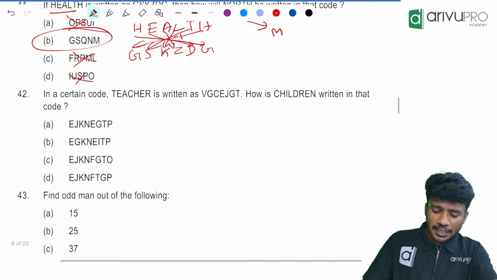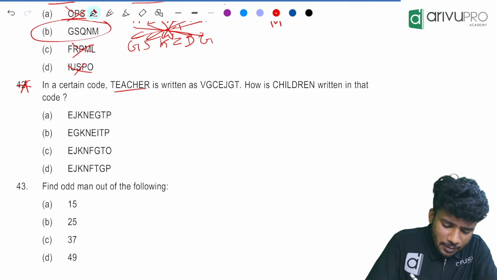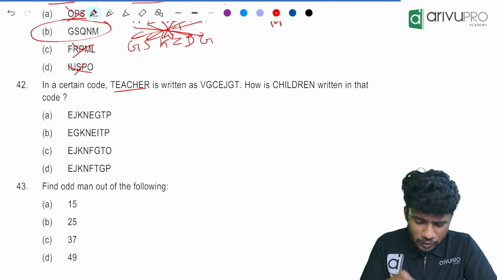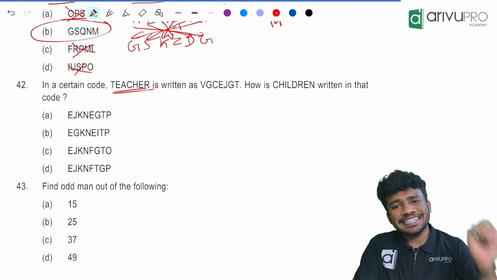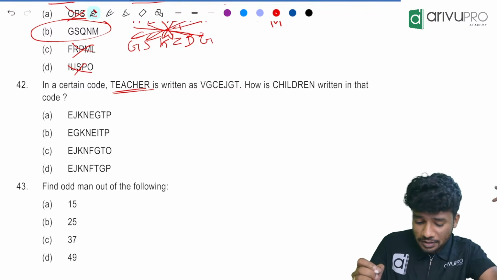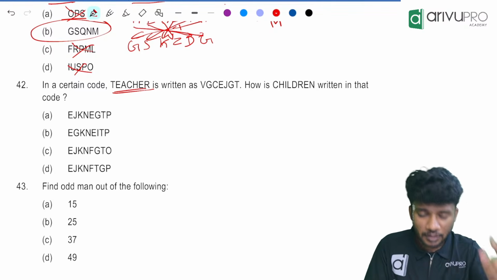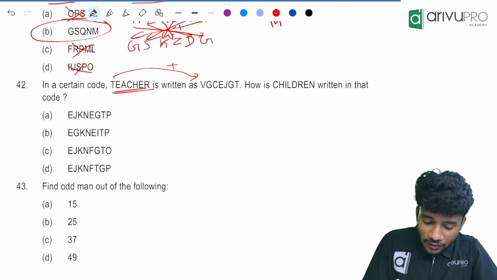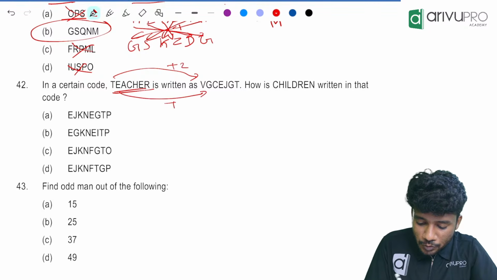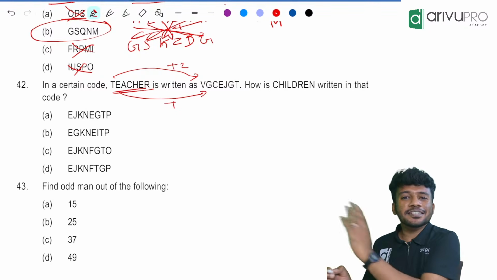Next question. In a certain code, yesterday also the same question was there. In MTP 1 also the same question was there. TEACHER is written as VGCEJGT, then CHILDREN is written as what is the question? People look here, it is plus 2 everywhere. E plus 2, plus 2, plus 2, all the things are plus 2.